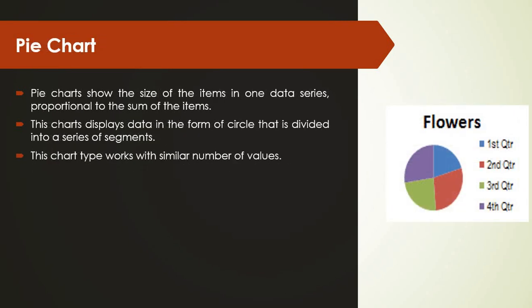Now the next one is the pie chart. Now what is the pie chart? A pie chart shows the items in one data series proportional to the sum of the items. It means this chart displays the data in the form of a circle that is divided into a series of segments. In one circle there will be different segments according to the value. This type of chart is used with a similar number of values.